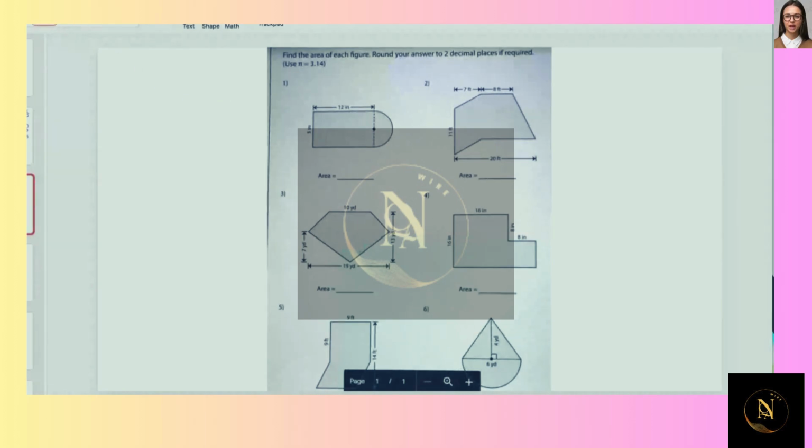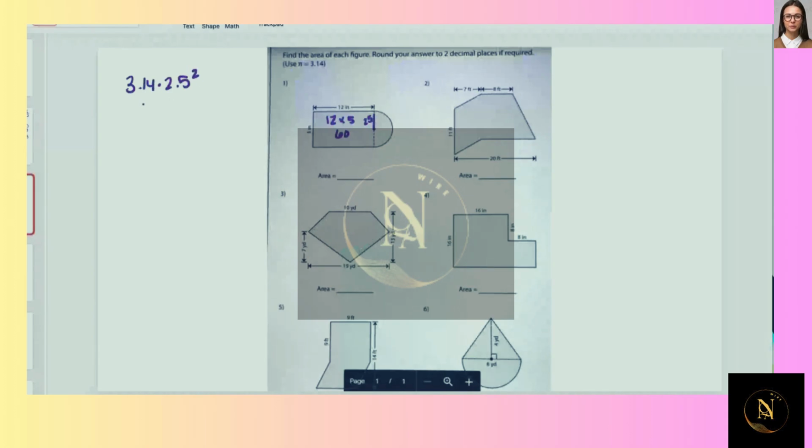Use 3.14 for pi. So to find the area of this, it's a 12 by 5. So 12 times 5 is 60. And then this is 5, so then this is 2.5. So then I'm going to use 3.14 times 2.5 squared.